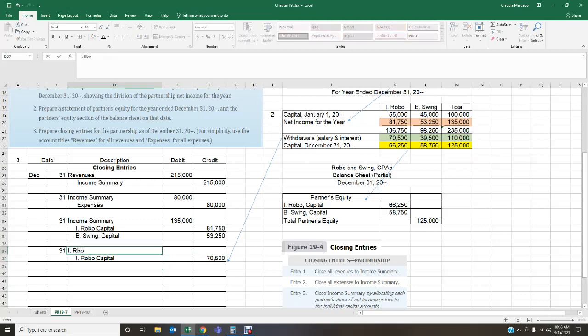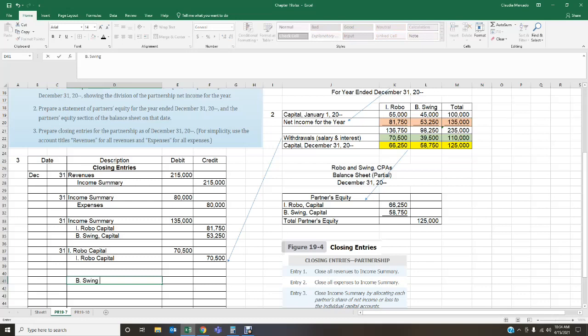So I'm going to have iRobo capital 70,500. Okay, so we close Robo's withdrawals first. Then I'm going to close Swing's withdrawals. Remember, the normal balance of a withdrawal is a debit. If I want to close it, I would have to credit it. So I would have to credit B Swing.